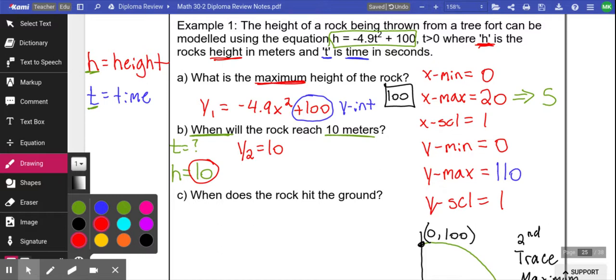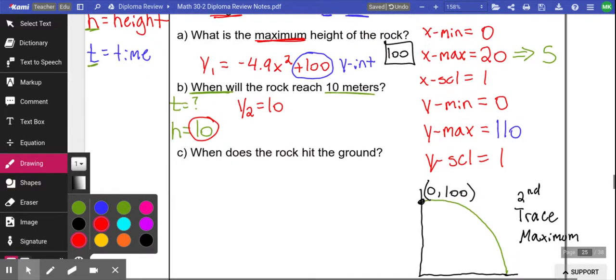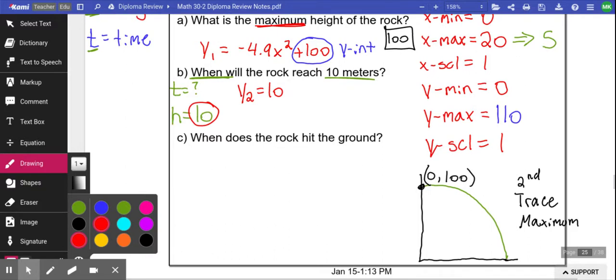So when I graph this, I get negative 4.9 x squared plus 100. Y2 is 10. I'm just changing my window quickly so that it fits. I should get that nice graph, but now it has a second line through it. And that second line is right about here.